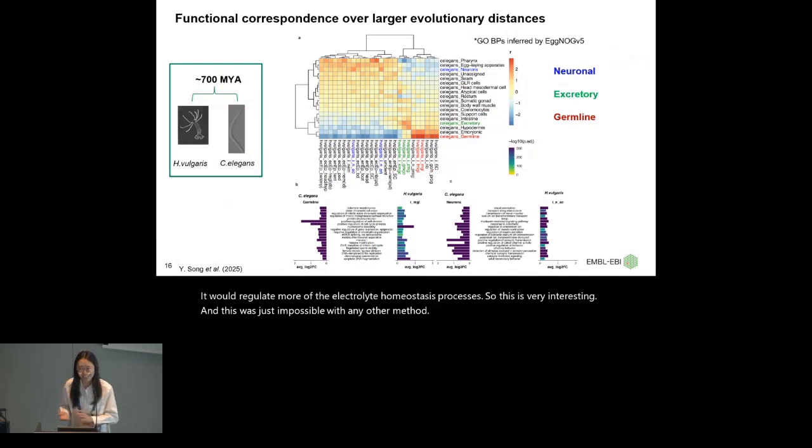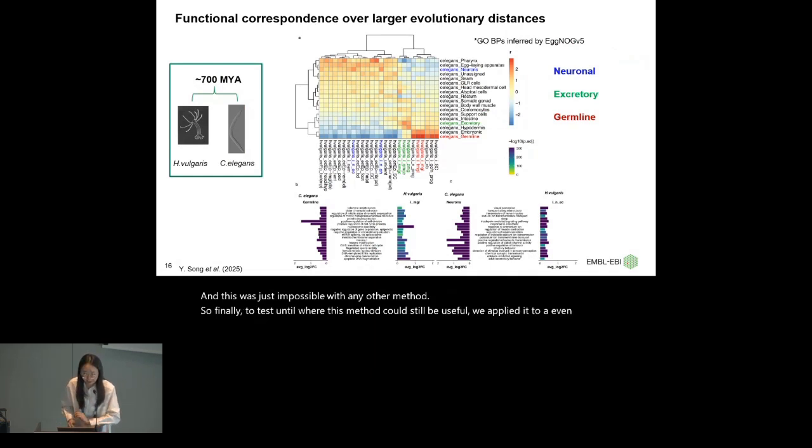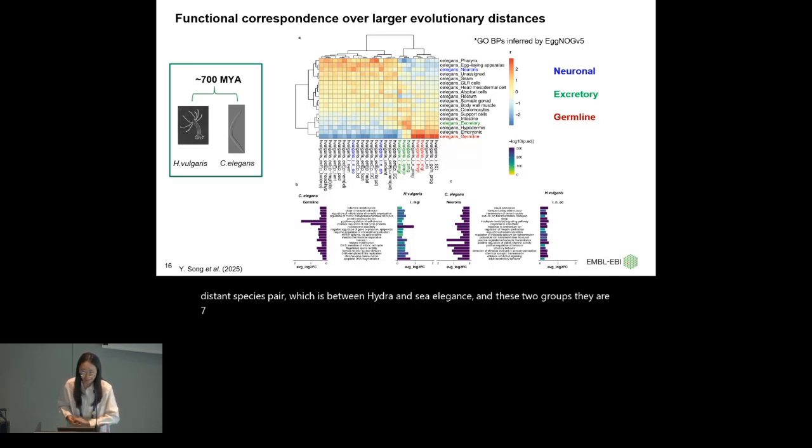So finally, to test until where this method could still be useful, we applied it to an even more distant species pair, which is between Hydra and C. elegans. And these two groups are 700 million years apart, so they've diverged for such a long time. But applying this method, we still obtained a lot of signals.